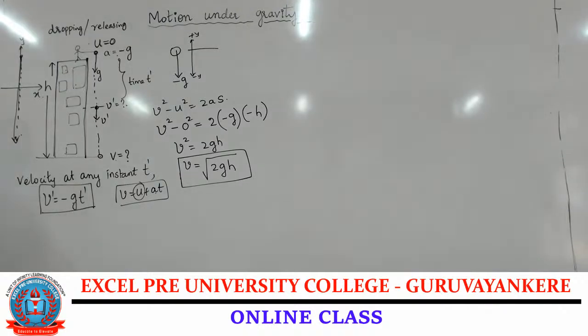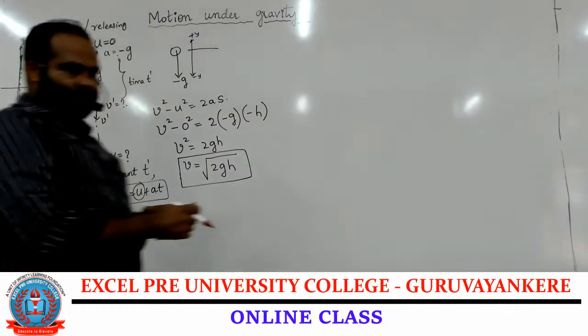Is that clear to you? The direction of the velocity is vertically downwards. That is why it is minus g t dash. Is that clear to all of you?